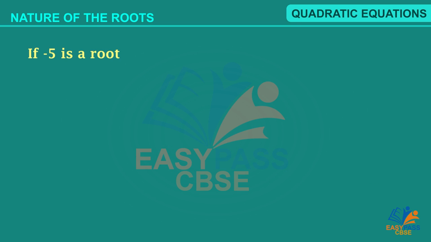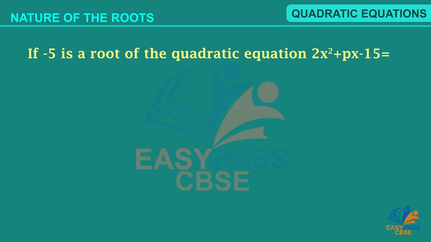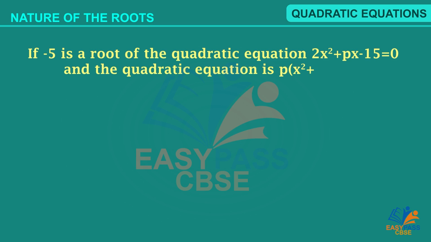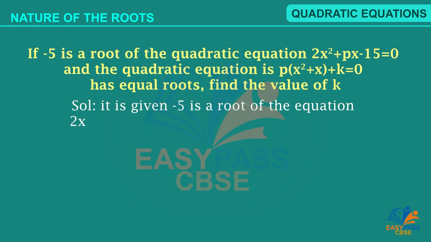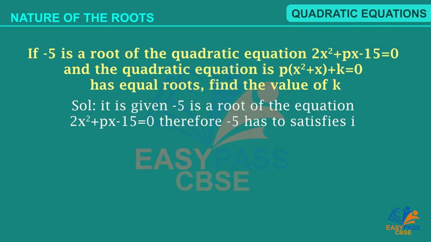If minus 5 is the root of the quadratic equation 2x square plus px minus 15 = 0, and the quadratic equation p times (x square plus x) plus k = 0 has equal roots, then find the value of k. Now, minus 5 is the root of 2x square plus px minus 15 = 0, so minus 5 has to satisfy the equation. By using that information, get the p value. Substitute the p value in the second equation and get the k value.